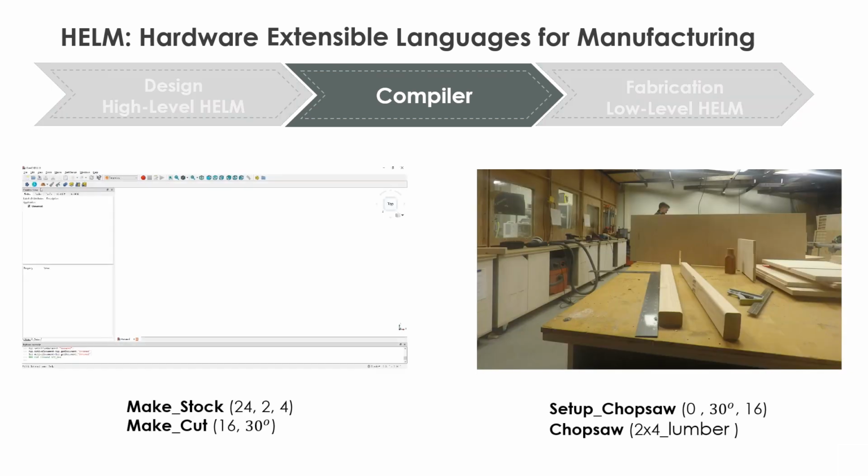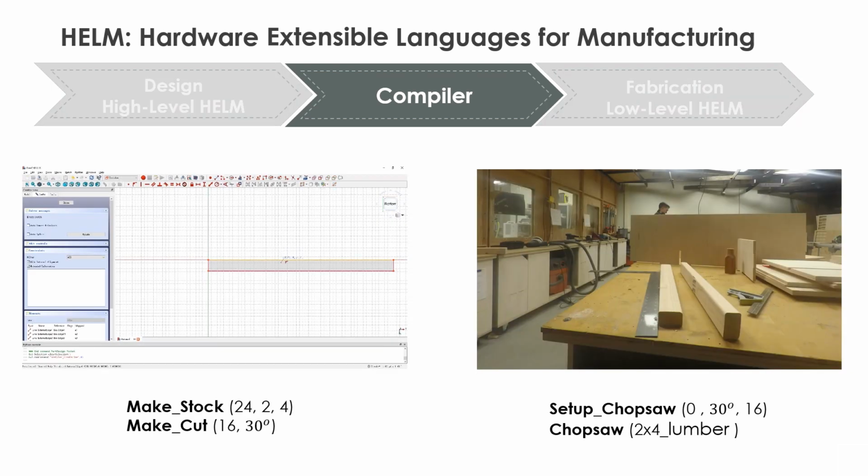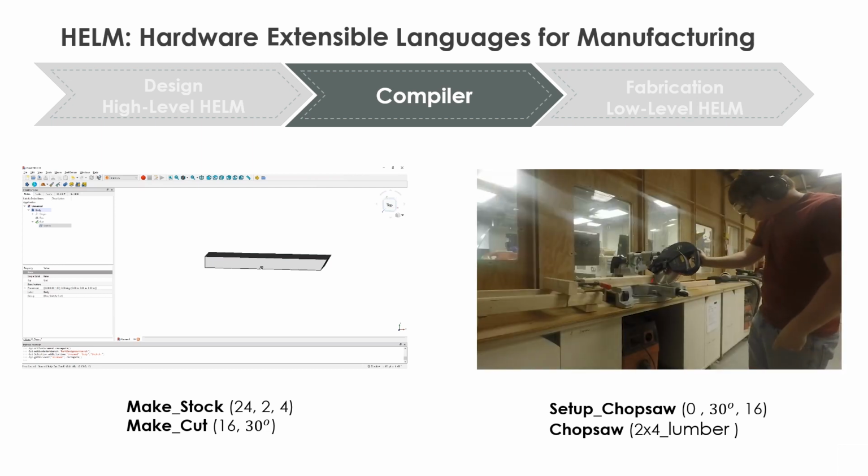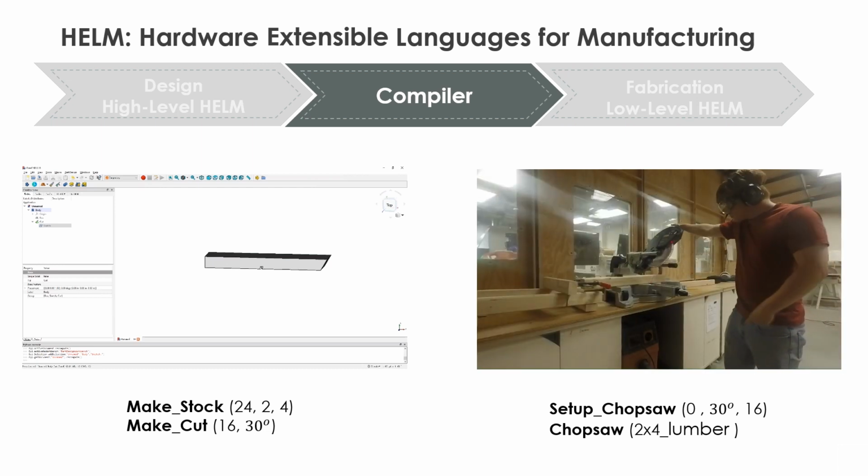Our high-level HELM is inspired by traditional CAD languages but focuses on subtractive operations. For example, we can take a box and cut along a curve. Our low-level language is process-specific. For example, take a 2x4, set up a chop saw at a 30-degree angle, and cut. Since the language must take into account individual fabrication processes, our architecture has been designed to be extensible so that we can easily add new fabrication hardware.